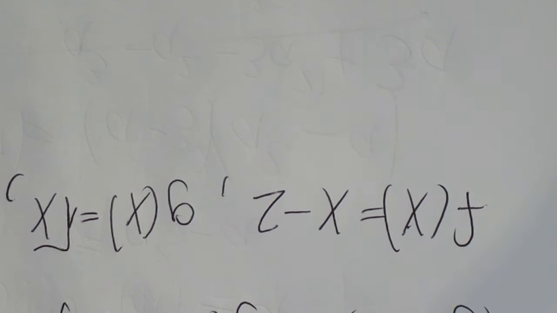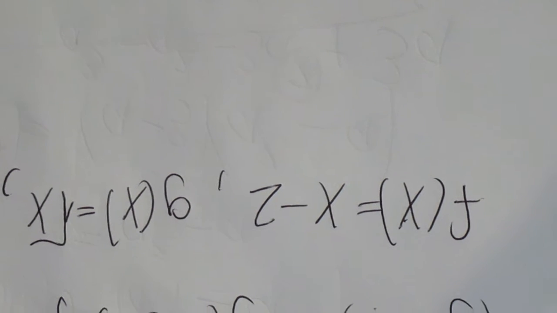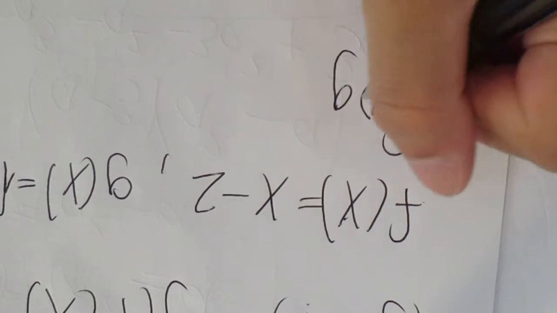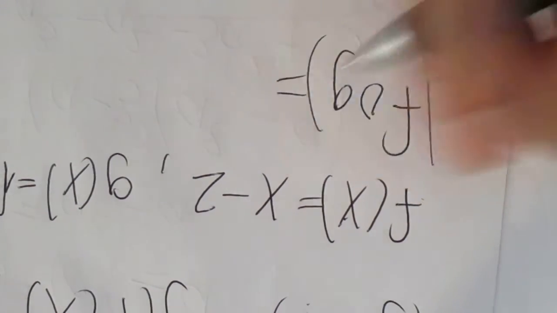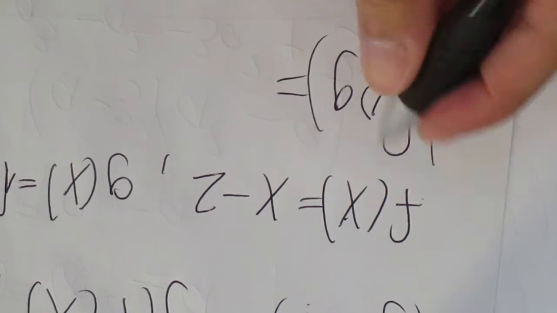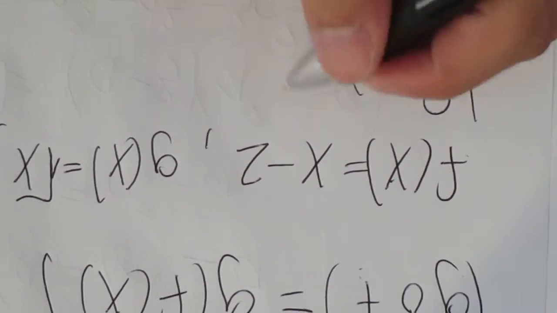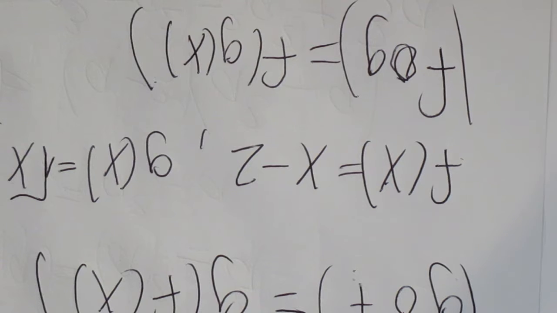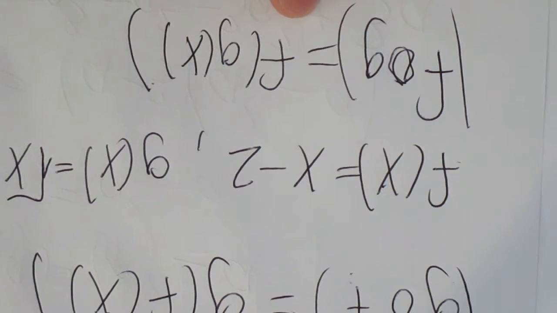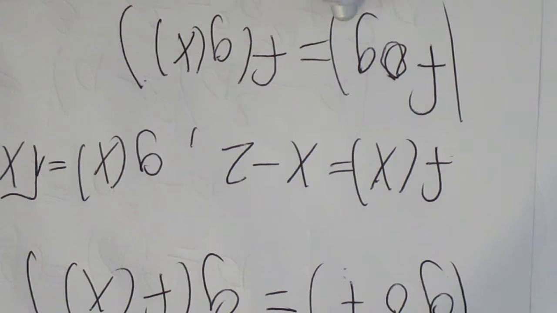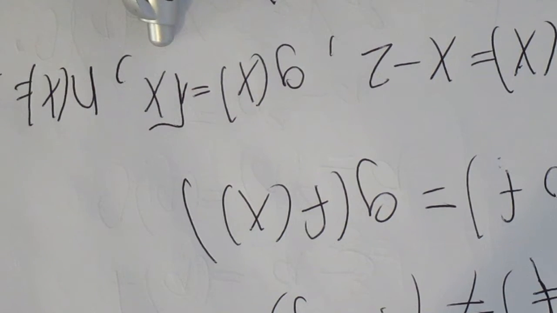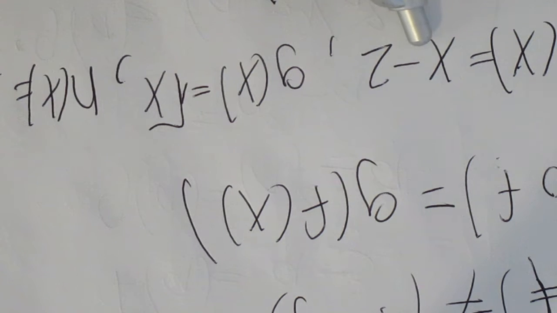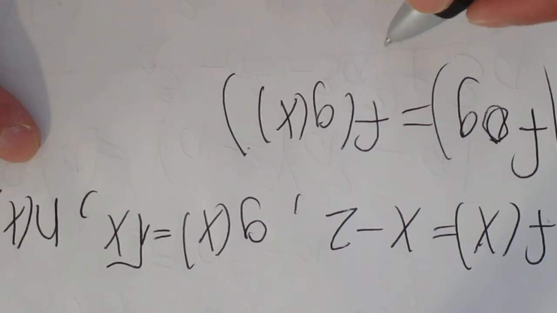So what they want to know is what is fog, right? Right, they want to know what is fog. So remember we said fog is f of g of x. So what we're doing is plugging the function g of x, which is right here, square root of x, into the function of x minus 2. So you kind of have to do this mentally.